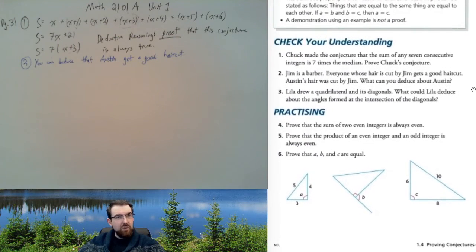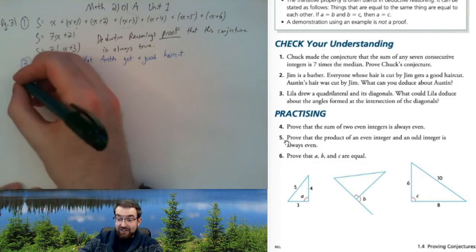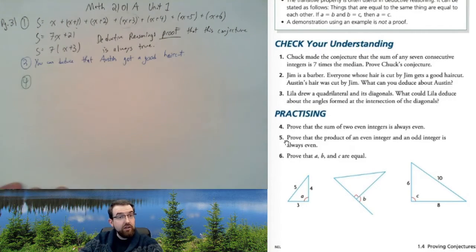What I want to show is more the proof stuff, because those are the questions that are a lot more straightforward to know if you're getting it right or wrong. So question 4 here is a really good one. Prove that the sum of two even integers is always even. Well, I believe I showed this one previously as well, but I'm going to go ahead and show it again.